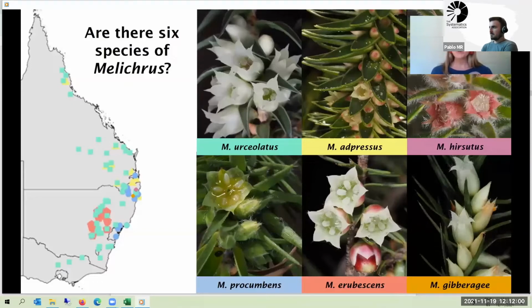On the next slide, I'm going to show you a PCA plot, which was generated to answer the question, are there 6 species of Melichrus in Eastern Australia?